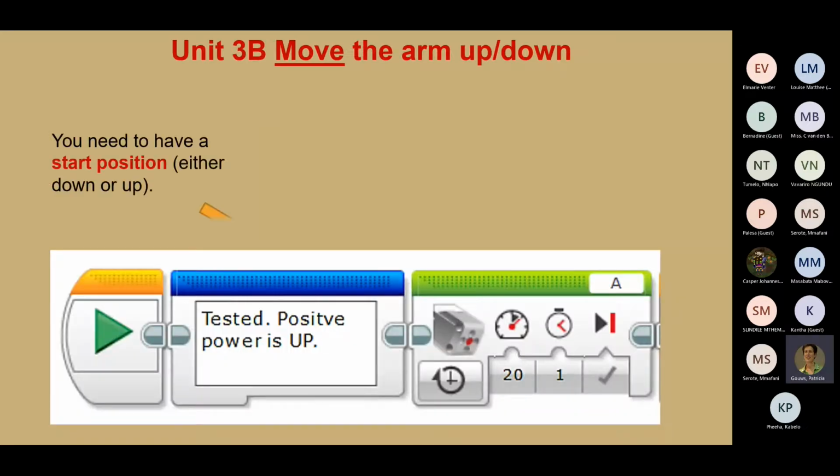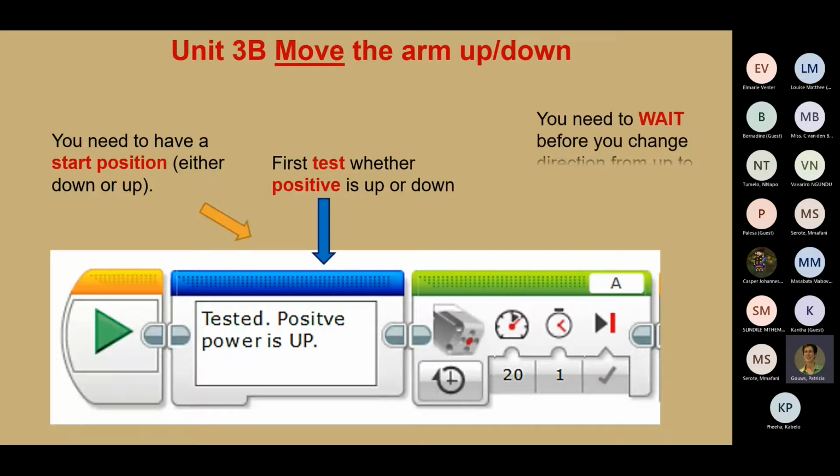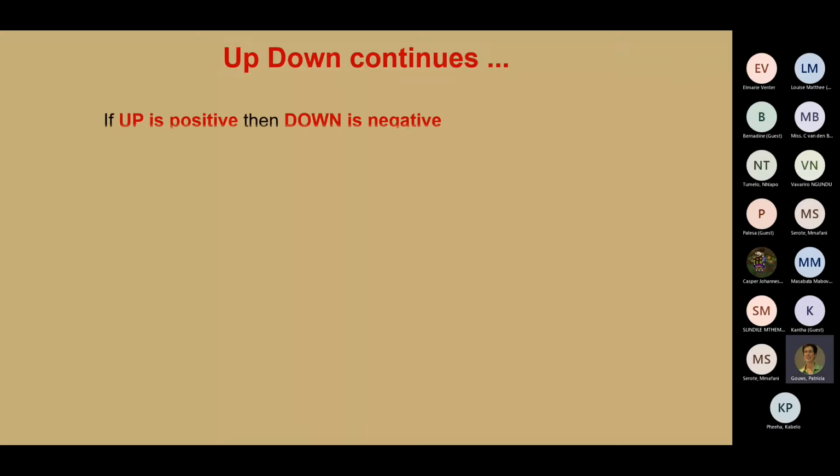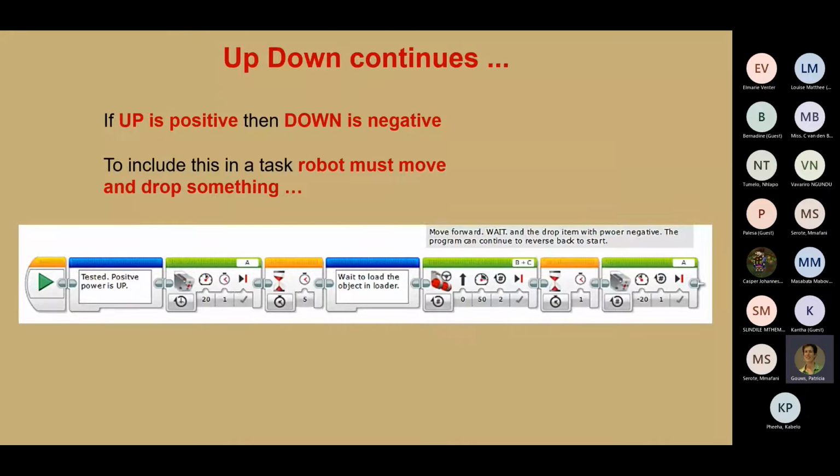So if you're going to move, just to give an example, if you're going to move the arm, this is the A motor. You make a small test program and say, okay, what's going to happen if I go up for 1 second? Then you go up for 1 second and say, okay, so now it goes up. Then to let the arm come down, you're going to have negative 1 second. All right. And please use a wait before you change direction from up to down. And if up is positive, well, then down must be negative. It's as easy as that.